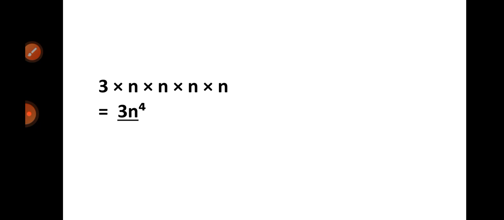So first of all, we have 3 times n times n times n times n. We have the digit there, 3, then the alphabet n standing in four places. Just like we talked about the squares and the roots, if a number appears 4 times, you know that it is raised to power 4. So therefore, 3 times... because I told you, when you see an alphabet without a number, we know that 1 is standing there, because 3 times 1 times 1 is still 3. So here you see 3.